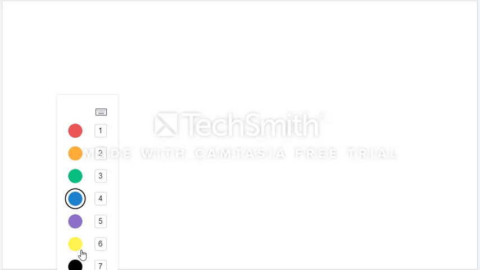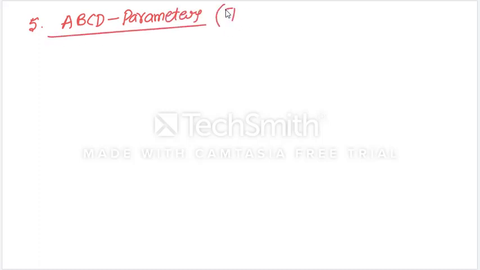Right. Now we'll see the other parameters. The fifth parameters are the A, B, C, D parameters. These are also called transmission parameters. We use these parameters for the analysis of a transmission line. That's why they are called transmission parameters, which we simply call T parameters.